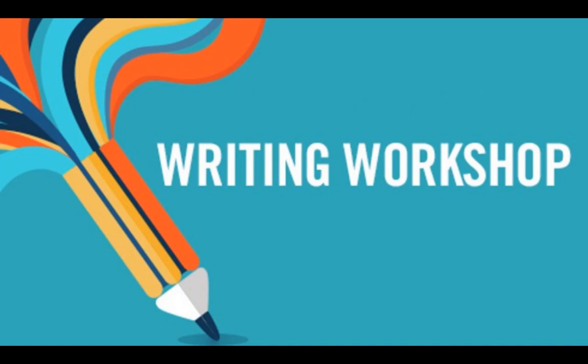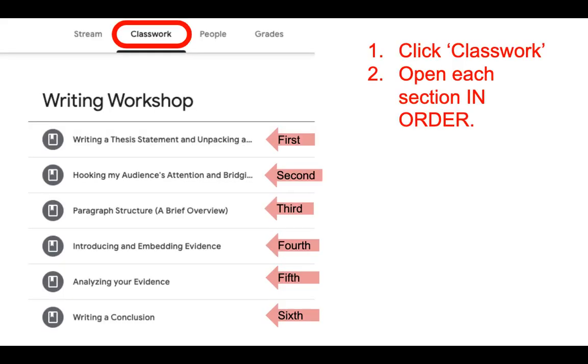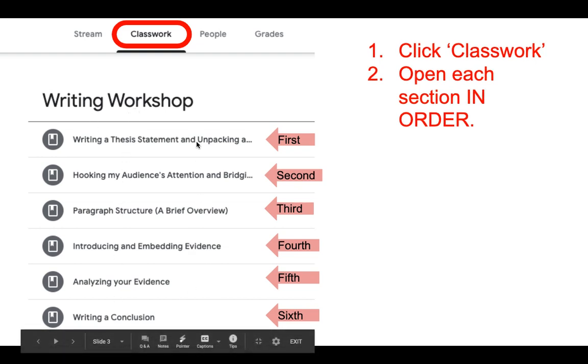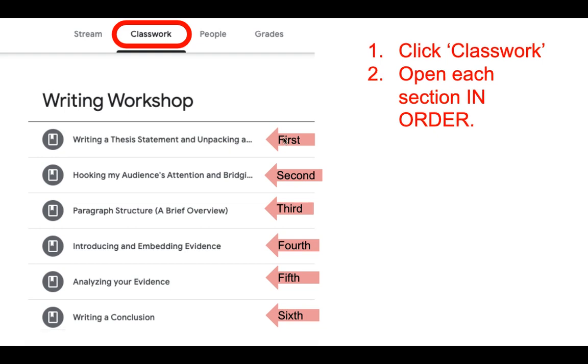Here are instructions for the writing workshop videos. So what you need to do, you need to go on Google Classroom, click classwork at the top, then you come to the writing workshop. There are 6 assignments you need to do. You need to do them in order as well, because one assignment might require information from the previous one, so make sure you do them in order.